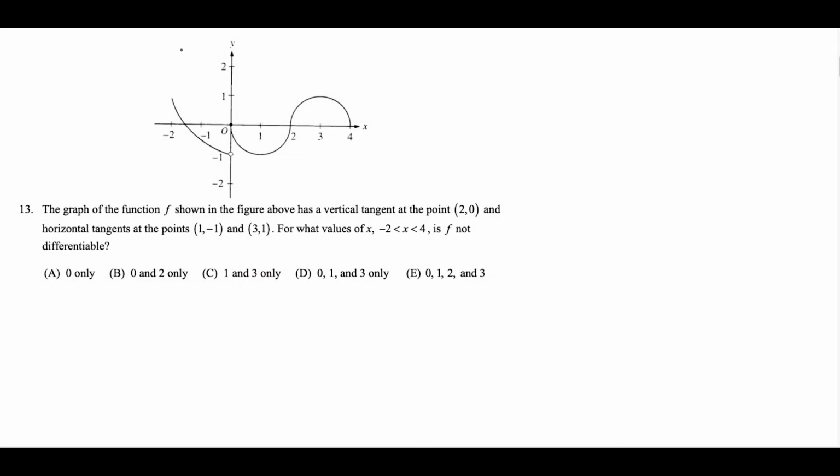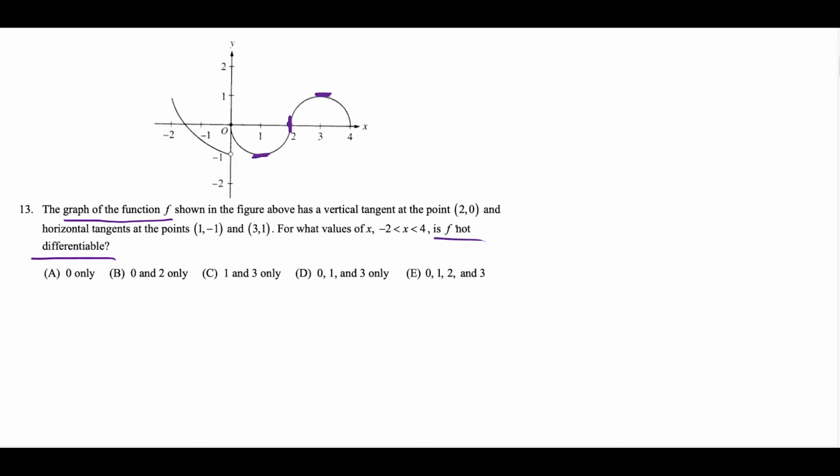So what we have for this question here is we have a graph of the function f, and we're told that there's a vertical tangent at the point 2, 0. So this is going to be important in a moment, that we have a vertical tangent line here. And we have horizontal tangents at 1, -1. So that's over here. We have a horizontal tangent. And we also have a horizontal tangent here at 3, 1. And we want to know for what values of x between -2 and 4 is f not differentiable.